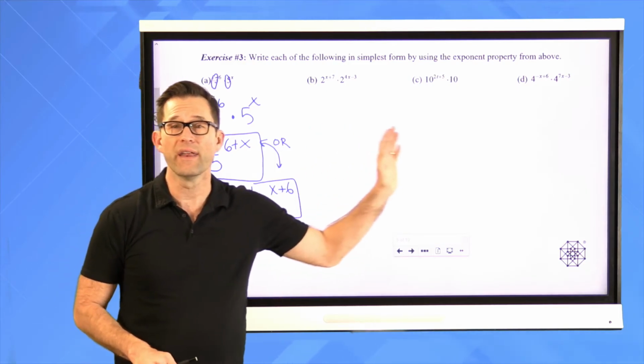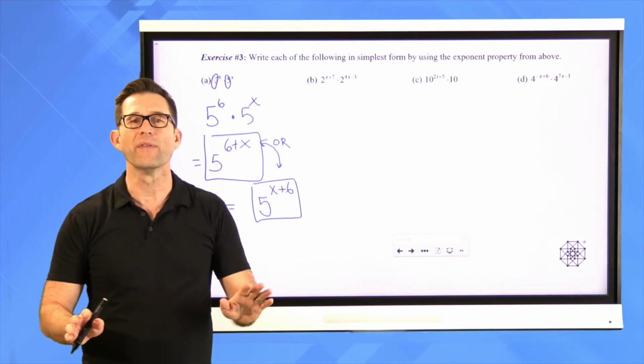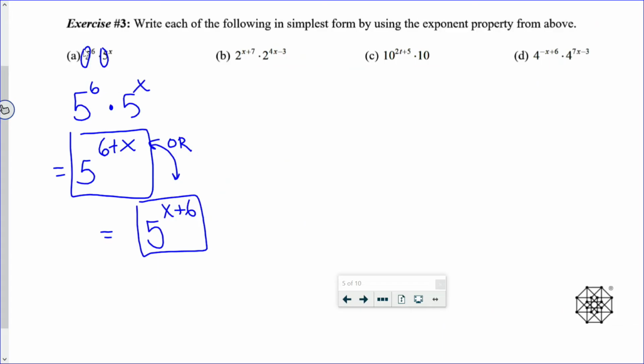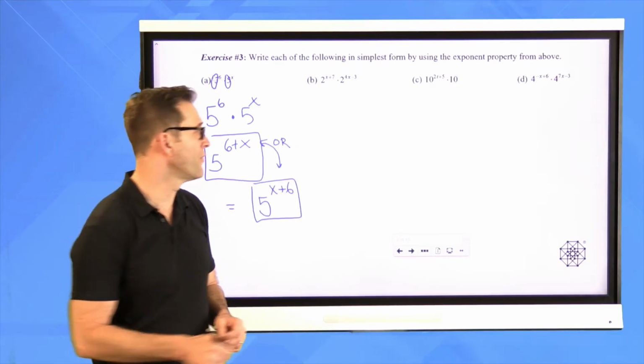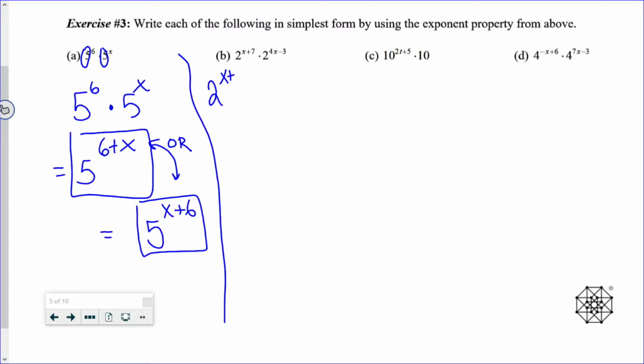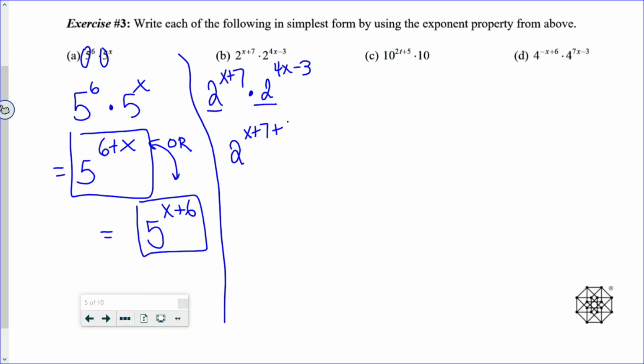Why don't you go ahead and simplify the rest of these? Not evaluate them, simplify them. My apologies. Go ahead and pause the video now. All right, simple enough. So letter B, we have 2 to the x plus 7 times 2 to the 4x minus 3. Because it's the same base, I can now say that's 2 to the x plus 7 plus 4x minus 3. And now it just becomes a combining like terms thing. That's 2 to the 5x plus 4.